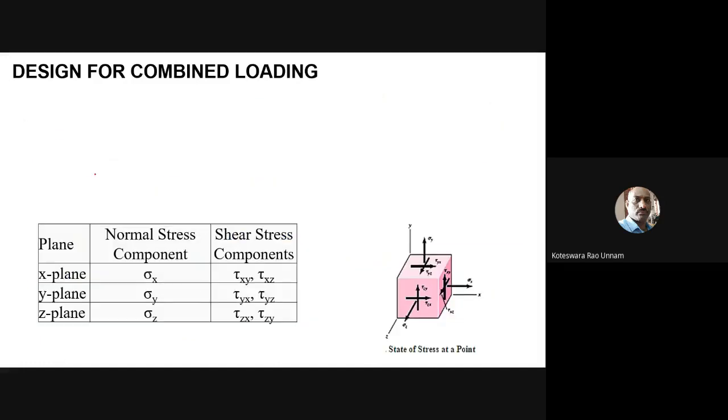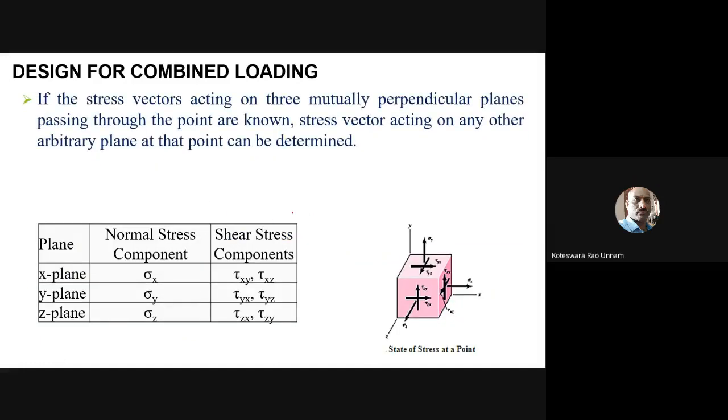So okay, right, that's what I already told here. That is shown. I have shown that in this slide. State of stress at a point. So here this is a triaxial state of stress. If stress vectors acting on 3 mutually perpendicular planes passing through the point are known, the stress vector acting on any other arbitrary plane at that point can be determined.